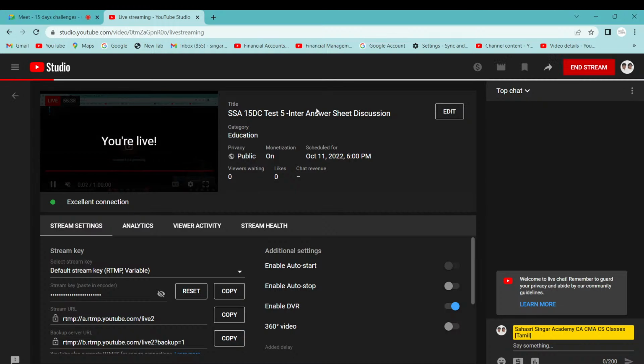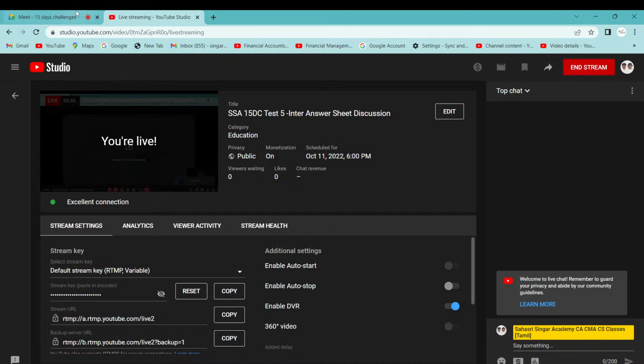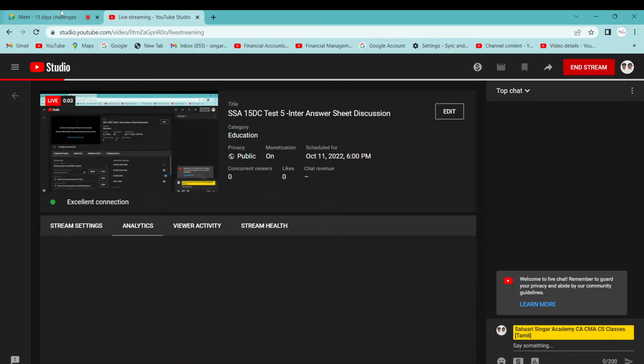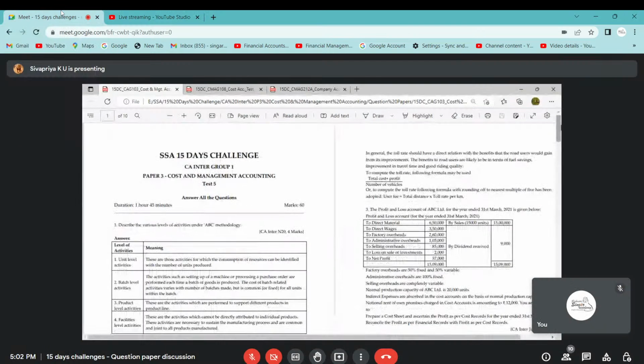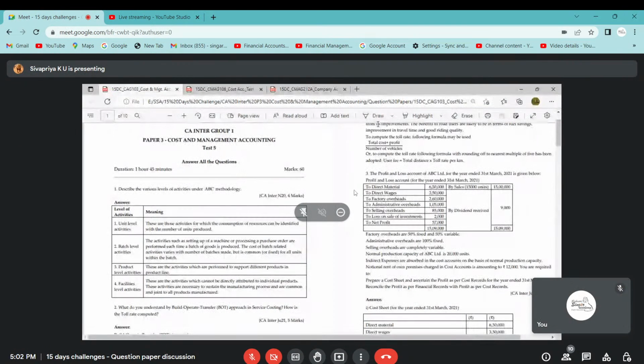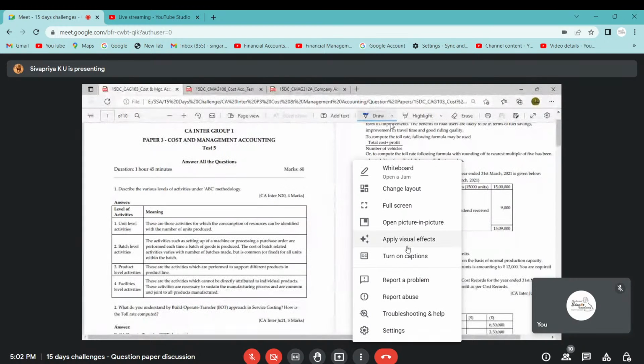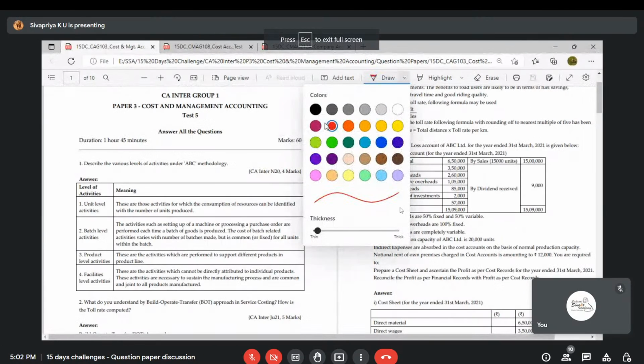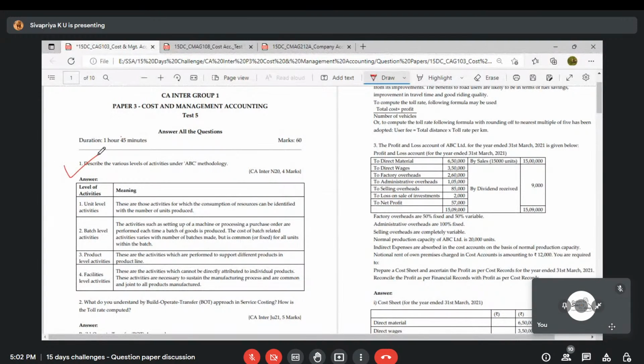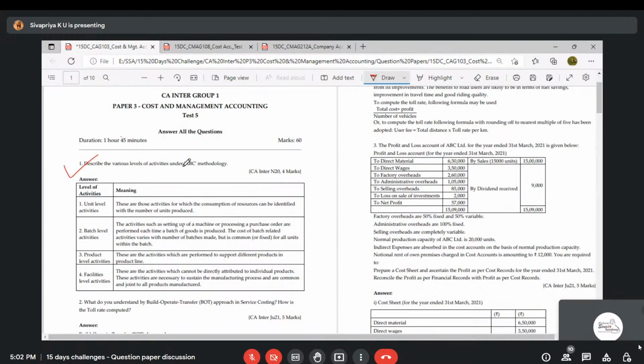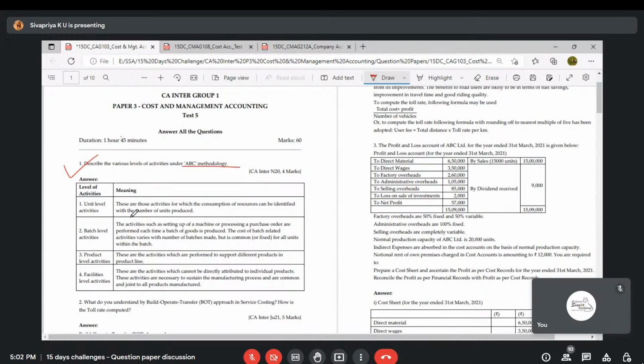First, CA Inter Group 1, Cost and Management Accounting. Test number 5. Question number 1. Describe the various levels of activities under ABC methodology.